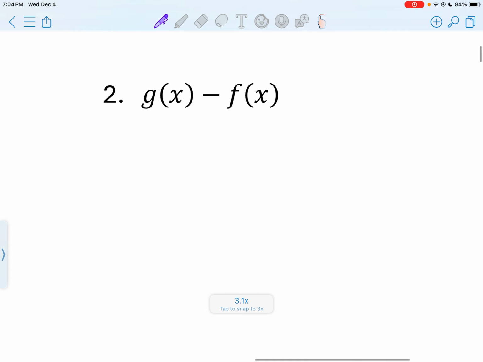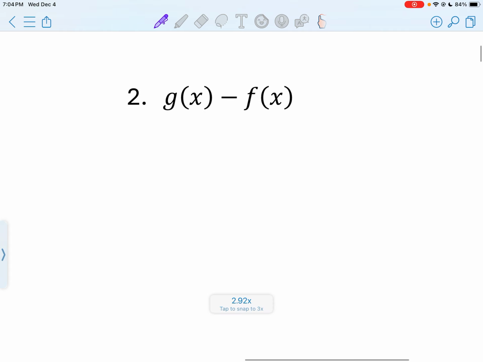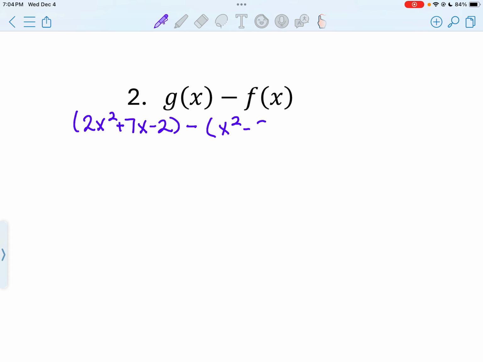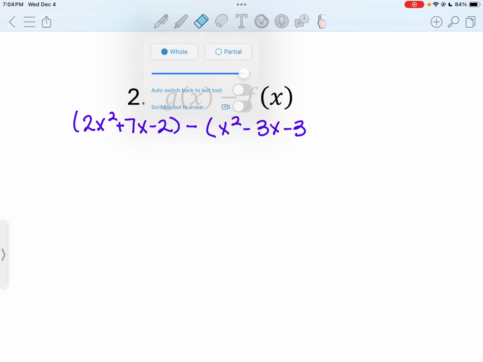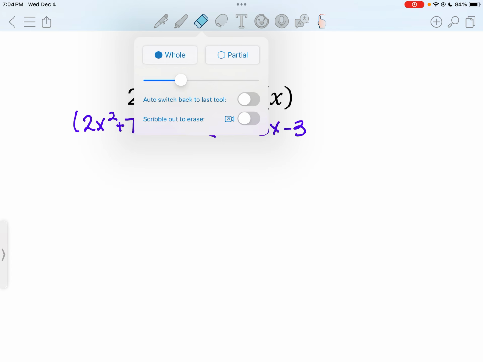2 says find g of x minus f of x. So we need to subtract g of x, which was 2x squared plus 7x minus 2, take away x squared minus 3x minus 3. So you're subtracting like terms, all right? Now I'm going to make this eraser smaller.